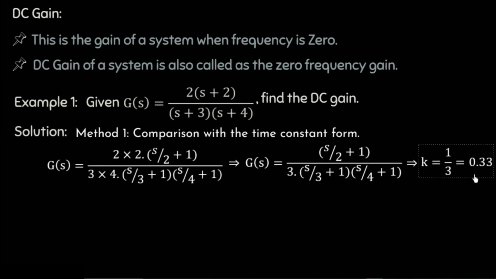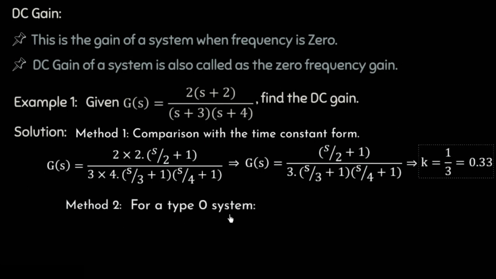So now we have calculated the DC gain of this system by comparing it with the time constant form. We have one more method to find out the DC gain of this system. So moving on to method number 2, for a type 0 system, we can write the DC gain k as limit s tending to 0 of G(s). As we have discussed, the DC gain is the gain of a system when frequency is 0. So we will simply put the frequency term, that is the s term, equal to 0 in this transfer function, and hence we can calculate the DC gain of this system.